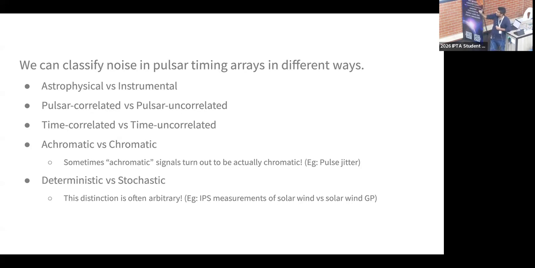An example of this arbitrariness is solar wind. If you have very accurate measurements of solar wind using, say, interplanetary scintillation or something, then you can subtract out the solar wind. And so that is a deterministic signal because you know what the solar wind is doing. But if you don't have that information, you usually model this as something like a Gaussian process, which is a stochastic signal. So this distinction between deterministic and stochastic is really not physical. It is arbitrary.